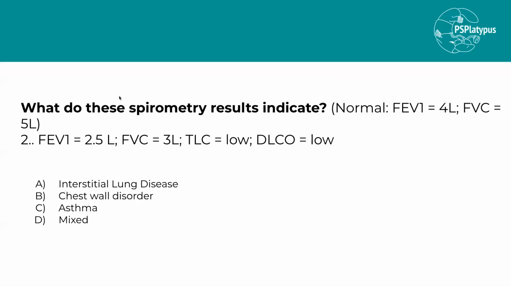And last question, what do these spirometry results indicate? You're given normal values, and this can be a bit hard to visualize. You're not presented in the same way you're expecting, but faculty does present questions like this sometimes, so it's good to get used to. FEV1, 2.5 liters, FVC, 3 liters. Around 5/6 as the ratio, which is increased, as we said before, so we're thinking a restrictive picture.